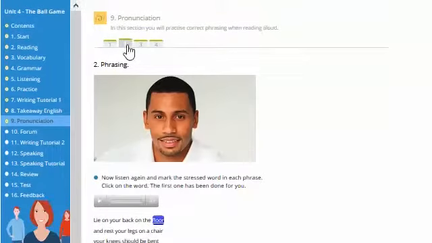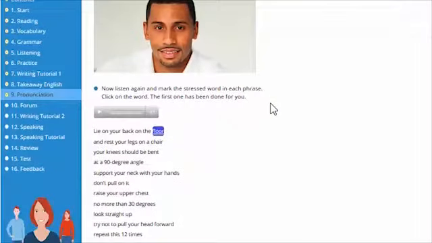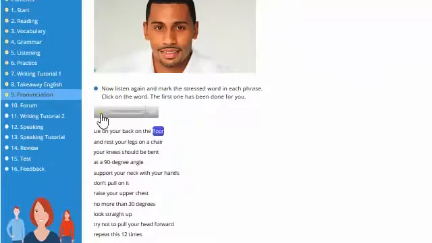In the second exercise, we break the instructions down into phrases and get the students to notice which word is stressed. They start noticing that we tend to emphasize the last word in the phrase.